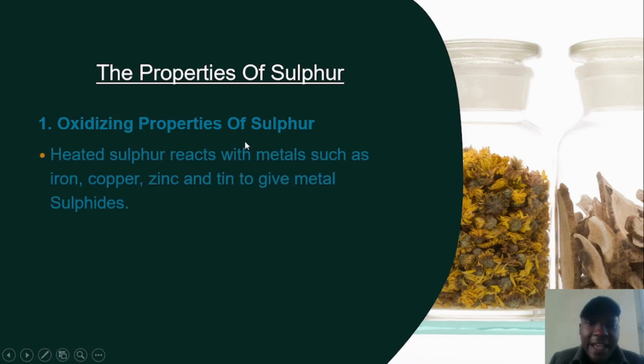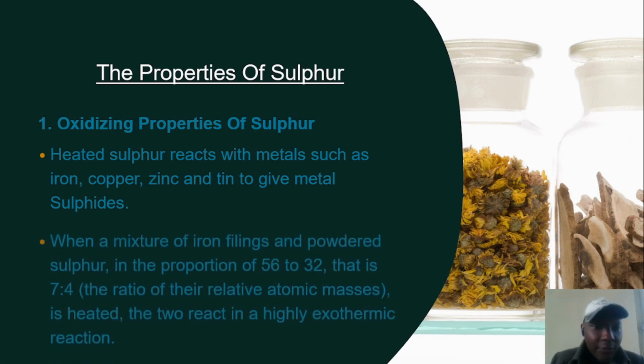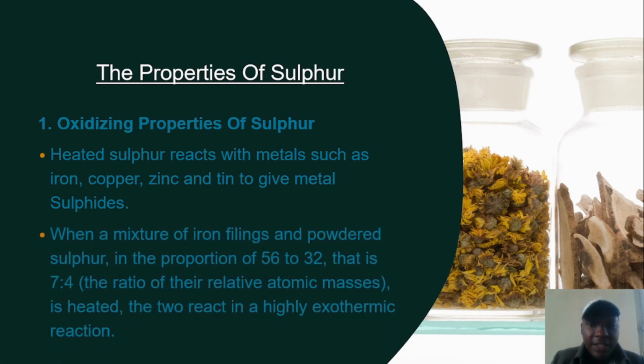Heated sulfur reacts with various metals such as iron, copper, zinc, and tin to give the metal sulfides. For example, when a mixture of iron filings and powdered sulfur in the proportion of 56 to 32, that is 7:4, the ratio of their relative atomic masses, is heated, the two react in a highly exothermic reaction. Exothermic meaning that the reaction gives away heat.